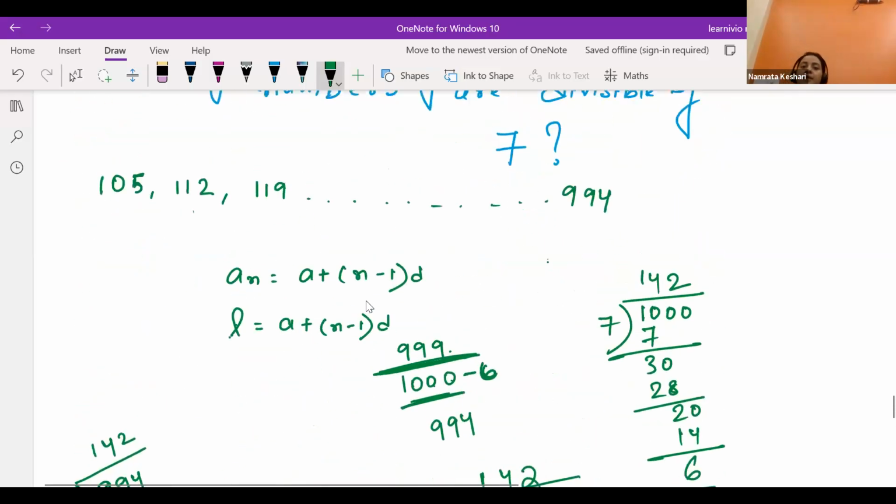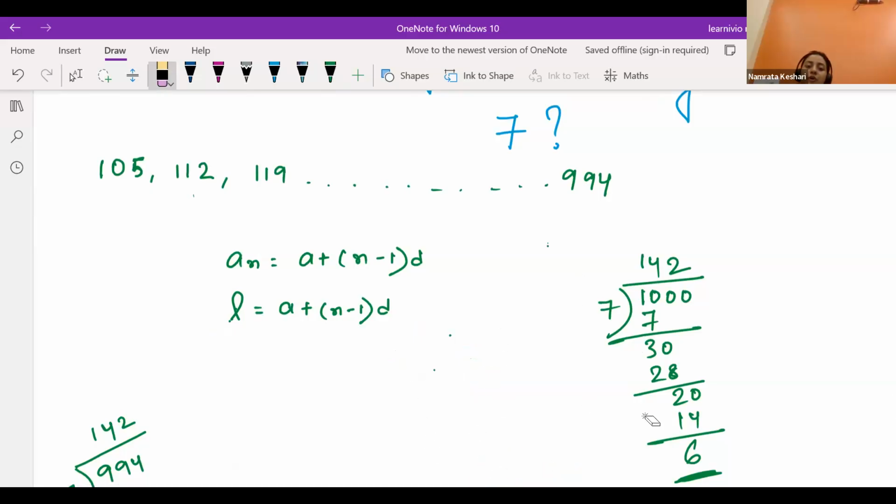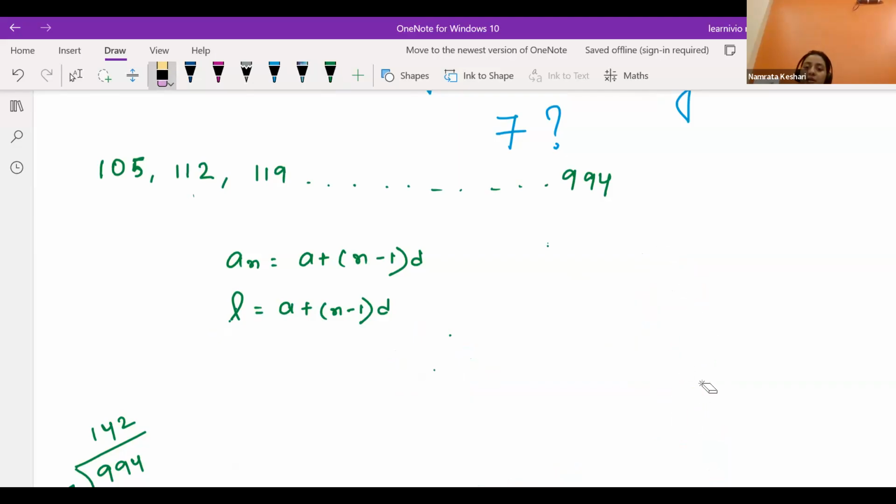Okay. So we are getting 994 as the last one. We got an AP. Now we just have to put the values to take out n from the formula. So far, is it clear to Zoha? Yeah, it's clear. Let's continue.